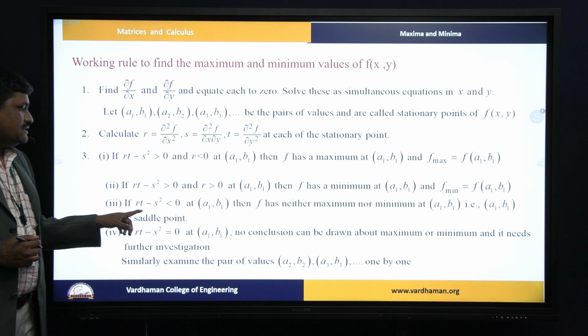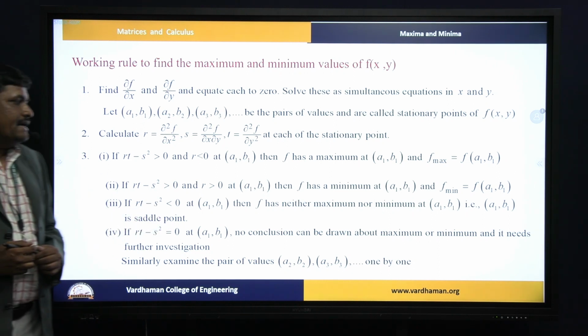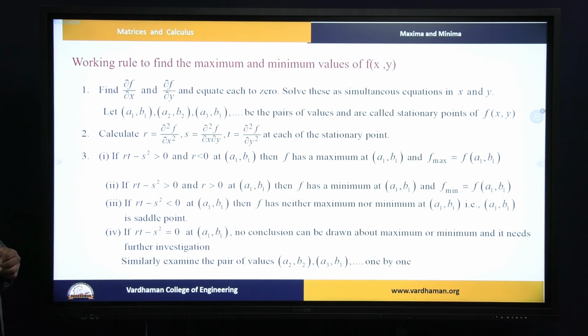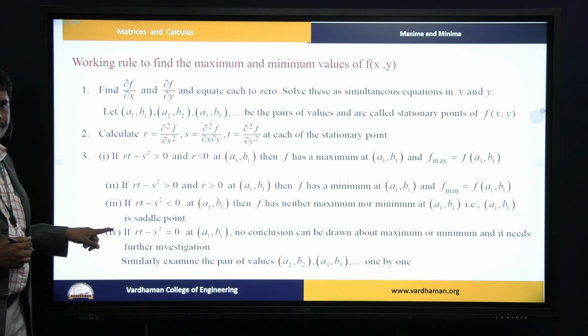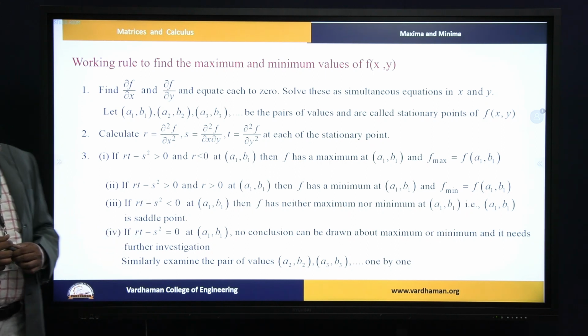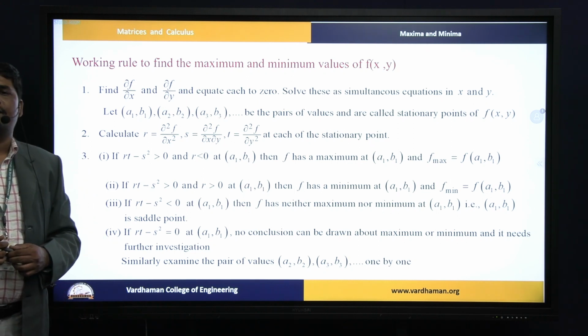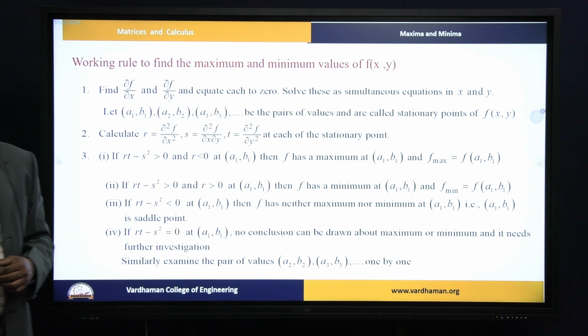If rt minus s square is less than 0 at a1,b1, then f has neither maximum nor minimum at a1,b1. That is, a1,b1 is called a saddle point, meaning neither minimum nor maximum. If rt minus s square is equal to 0 at a1,b1, then no conclusion can be drawn about maximum or minimum, and it needs further investigation.